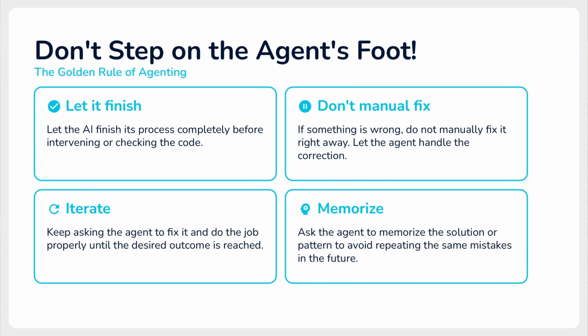Fourth, memorize. When you finally land on a solution that works, ask the agent to remember it. Save the pattern, save the approach, update your constitution or your skills file. Because the next time you hit the same problem, you do not want to start from zero. Let it finish. Do not manually fix, iterate, memorize. 4 simple things, and they will save you hours.